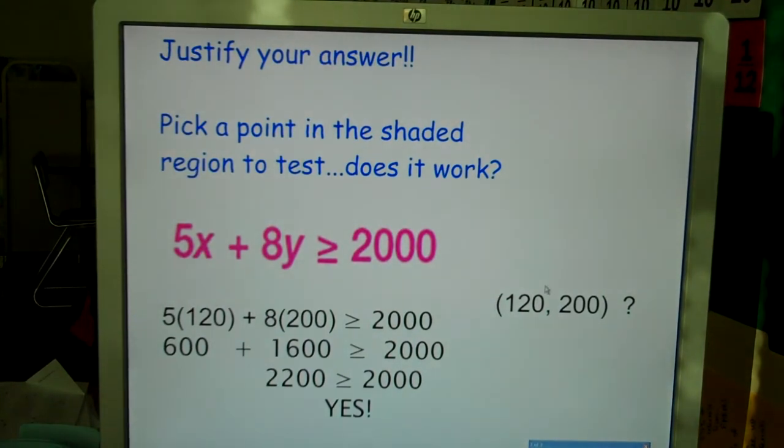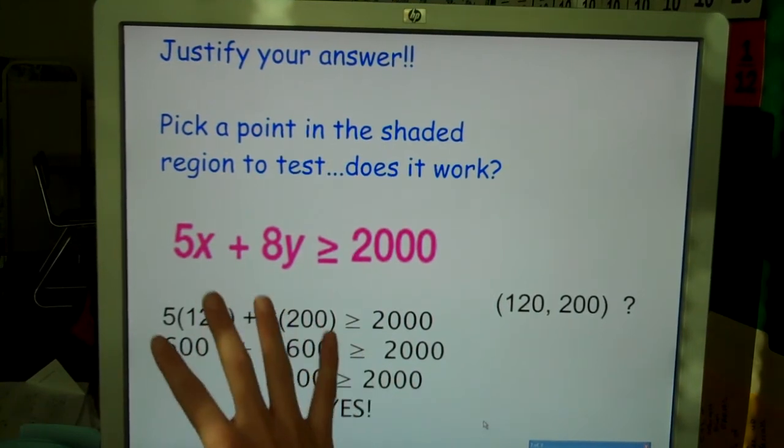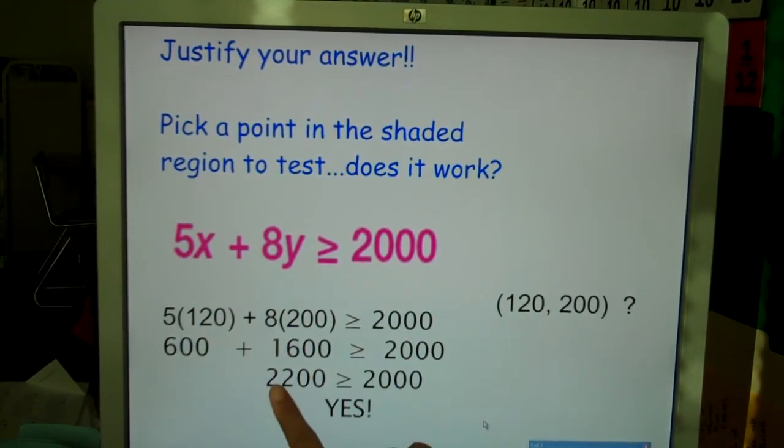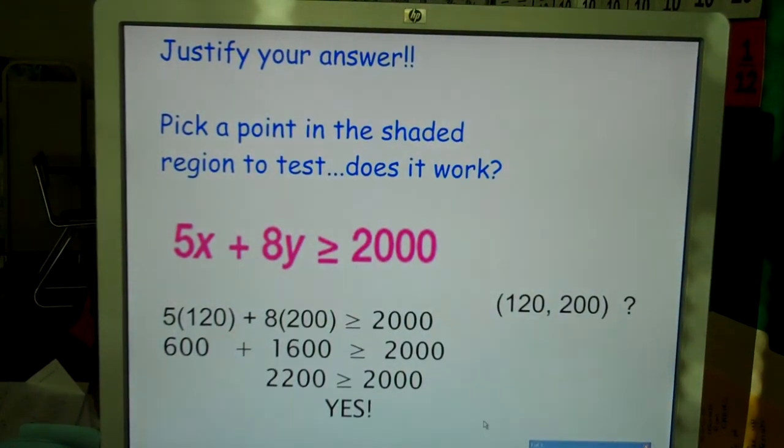So here we go. I plug in x is 120, so I put that in for x. 200, I put in for y. I did all my math. 2200 is indeed greater than or equal to 2000. Yes, I did it correctly.